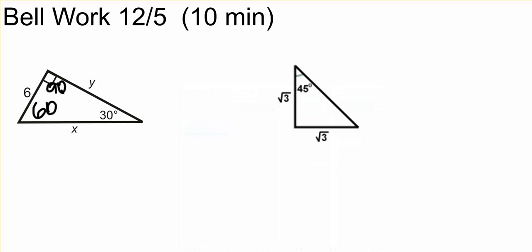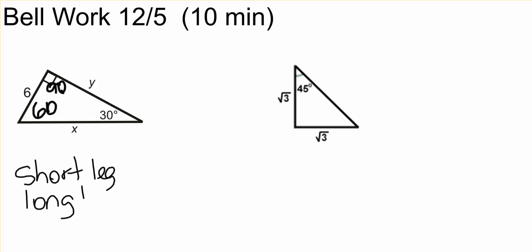And then we want to look at the patterns. So we know that in a 30, 60, 90, we have a short leg, a long leg, and then the hypotenuse. Okay, so if we have a short leg, a long leg, and a hypotenuse, we need to figure out which of those goes where. I always start with the hypotenuse.